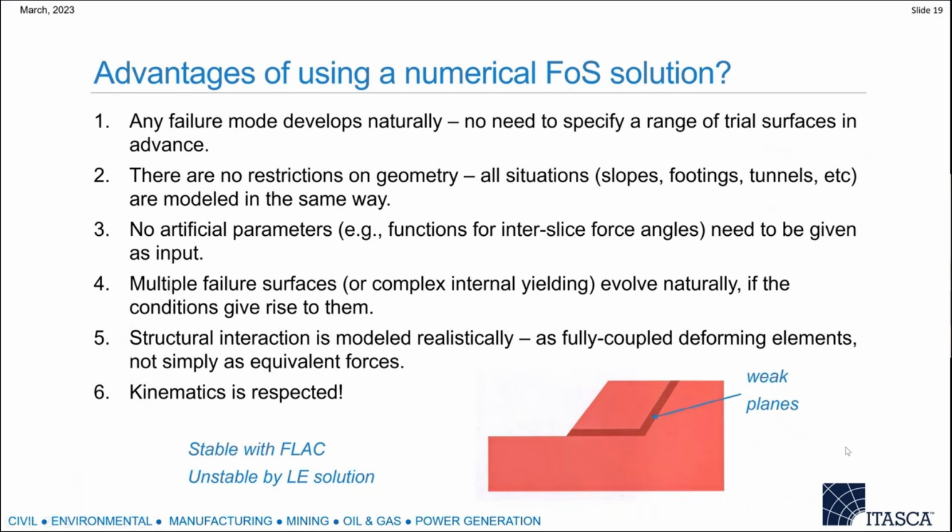This slide just summarizes the advantages of using a numerical factor of safety calculation. First one, any failure mode develops naturally. For example, in this one, if the slope has some weak planes, this method will automatically calculate if the failure is along this weak plane or some other path. We don't need to assume the failure mode at the beginning.